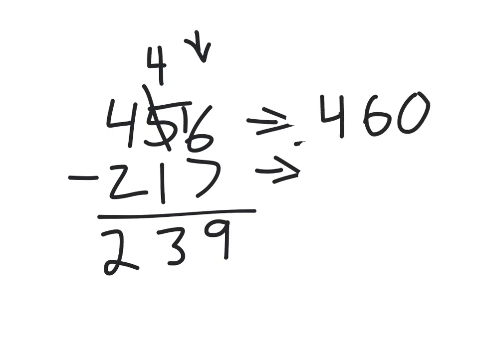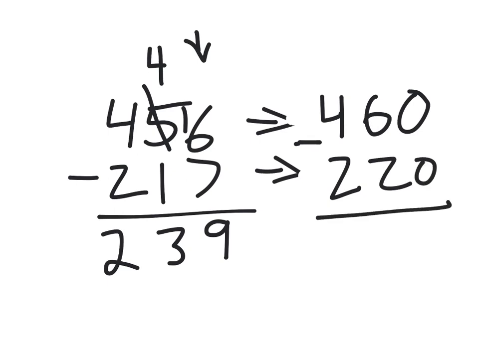460. Okay, and we're subtracting still. 217 to the nearest 10. Somebody new. Who can do it for me? Yeah, Marsh. 220. Very good. 0 minus 0 is? 0. 6 tens minus 2 tens?